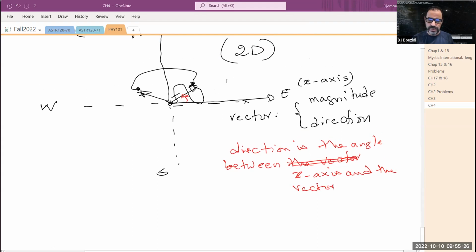So in this case, the way I drew it is correct. I started from the x-axis and it went counterclockwise until I hit the vector. That is my angle. Same thing in this case. It's not this angle that is the direction. It's this angle that is the direction. It's more than 90 degrees for the second vector.